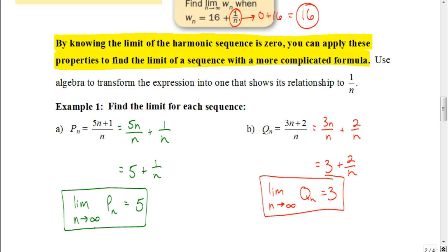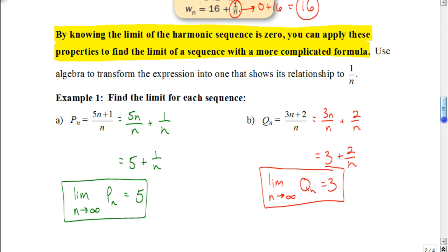Now, if you didn't get 5, the reason why is you break this fraction up into two pieces to get 5n over n plus 1 over n. 5n over n simplifies to just be 5 plus 1 over n. The limit of 1 over n, that's your harmonic sequence again, so that's 0. The limit of 5 is just 5. Add those together, 5 plus 0, we get 5 as your limit.